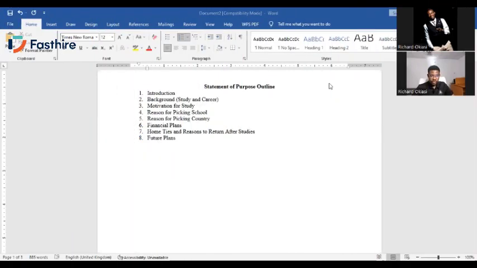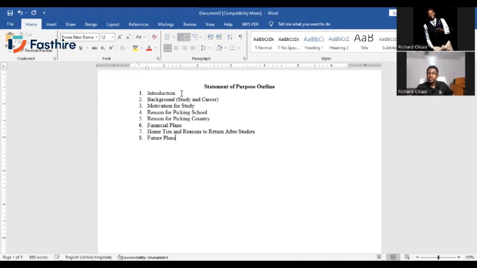Just as promised, this is the outline for a normal Canada Visa SOP, right? As I hinted before, the SOP follows a kind of pattern, and you just have to ensure that whatever you do, you address each of these areas in one way or the other throughout your writing, right?